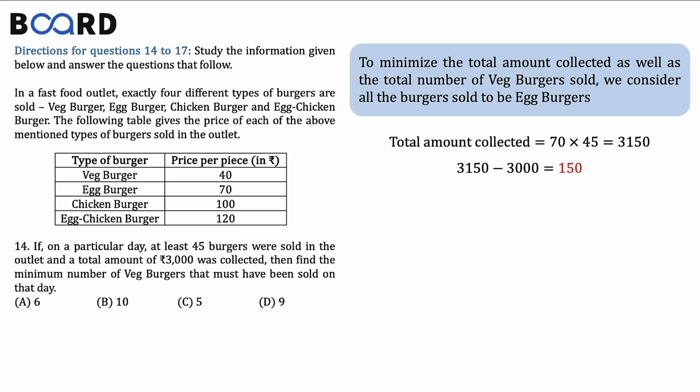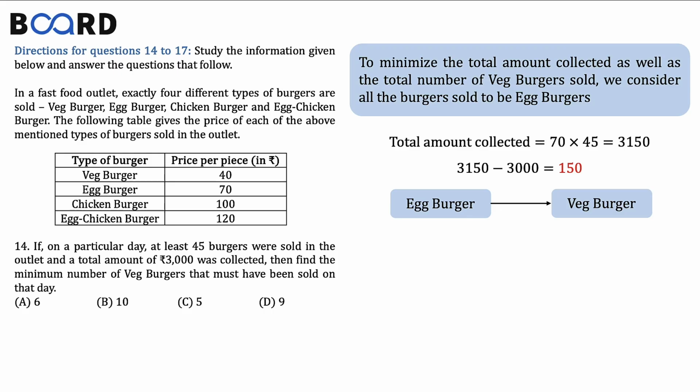What have we considered? We have considered all the 45 burgers sold to be egg burgers. That's what we have considered here. But that gives me a total value of 3150, which is 150 more. So what I have to do now is convert an egg burger into a veg burger.